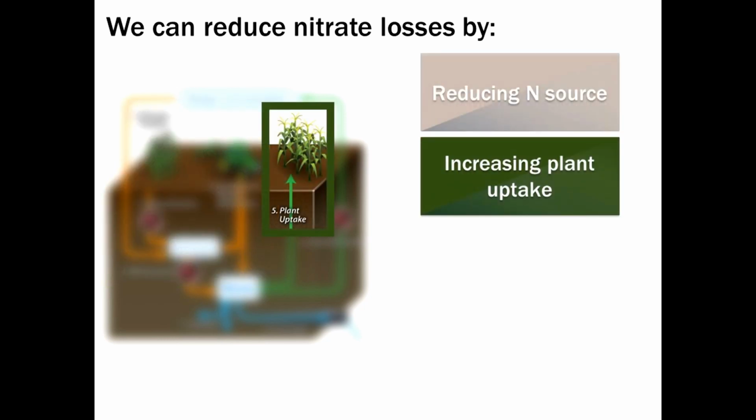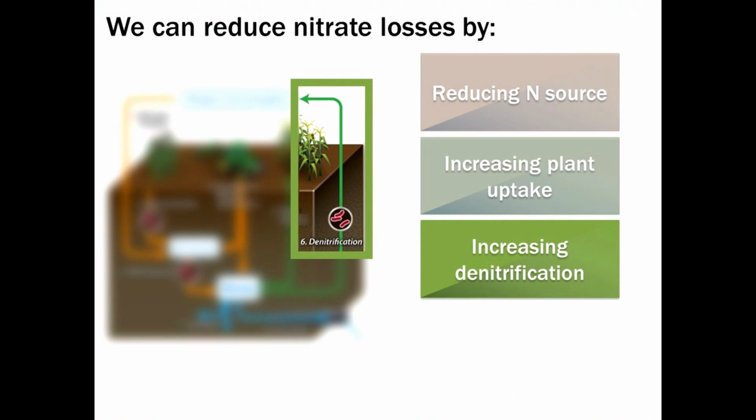The second, somewhat related to that, is if we can get more of that nitrogen available to actually be taken up by the crop or other plants, then that's another way. And that's obviously the most beneficial way. That's the goal of that nitrogen in the first place, to improve our crop production. So if we can get more of that into the crop, more of that taken up by plants, then that's less that's going to leach below the root zone.